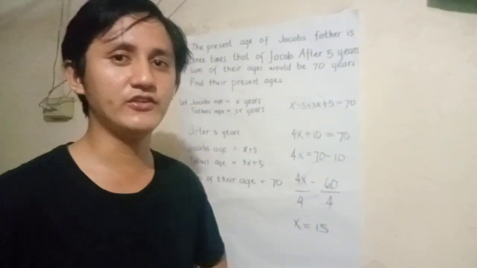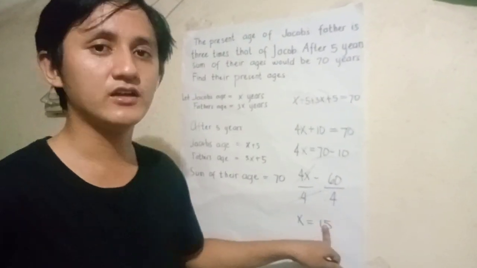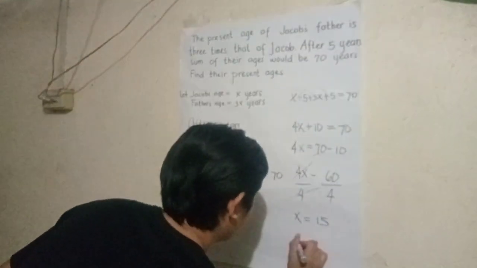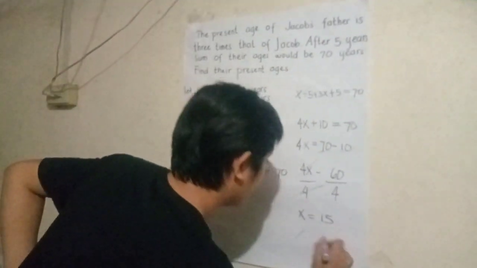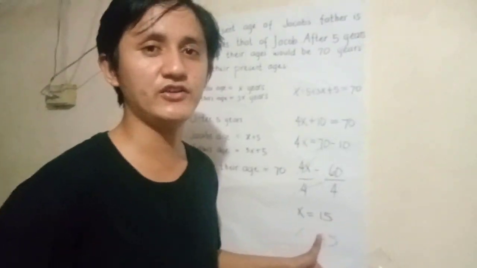And the age of his father is 3 times Jacob's age. So 3 times 15 equals 45, and his father's age is equal to 45. So the present age of Jacob is 15, and his father's age is 45.